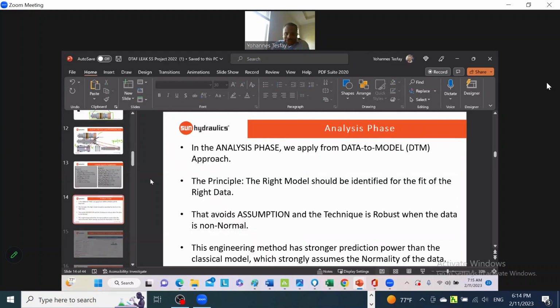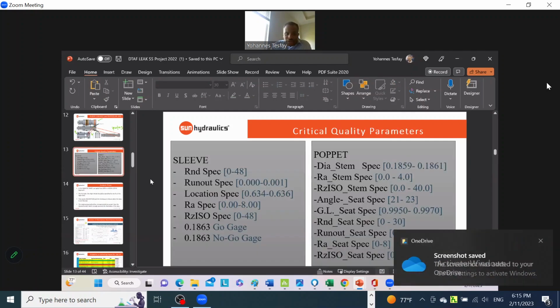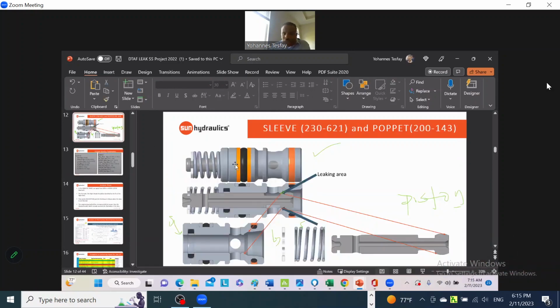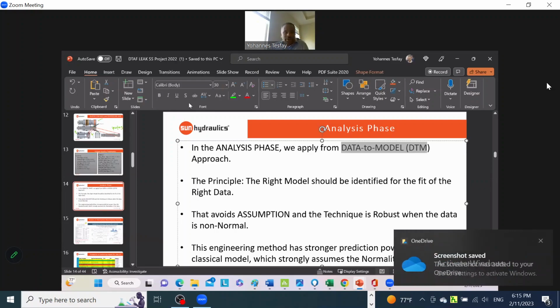And the next phase is the analyze phase. Okay, the analyze phase. All the early phases, like the review of the design, are in the measure phase, and this is the analysis phase. So how we're going to approach it is a data to model approach.